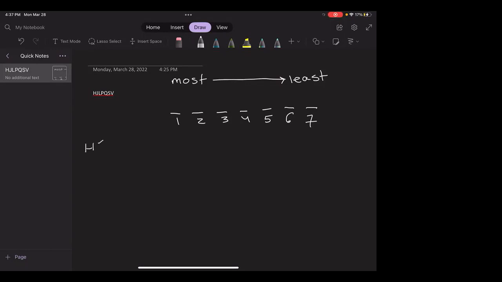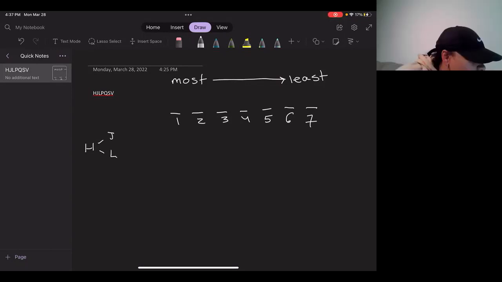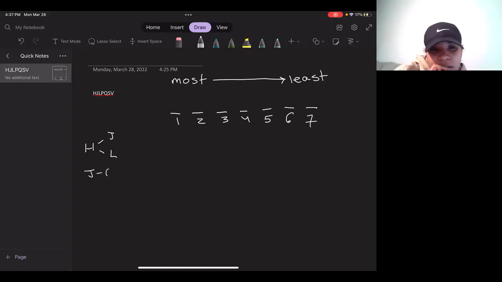So we got H with 2 little tree branches, J and L, perfect. And then L is more popular than Q. J is more popular than Q. So I know that J will go before Q, so I will connect J with Q. S and B are each less popular than L. So L will come first and then S and then B.